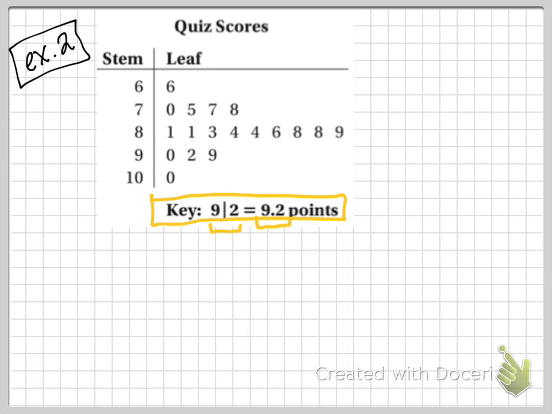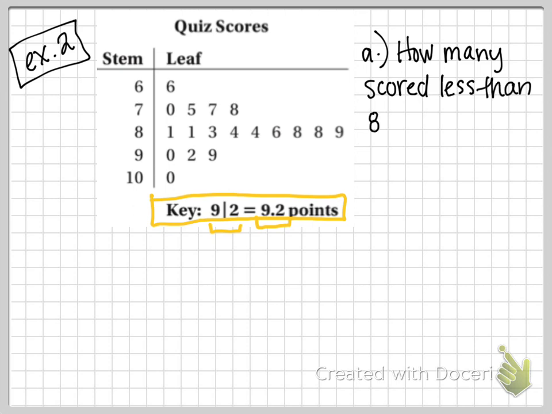All right. Here's what it says. A couple of questions about this stem and leaf plot that we're going to be asked. Letter A says, how many students scored less than 8 points? How many students scored less than 8 points?